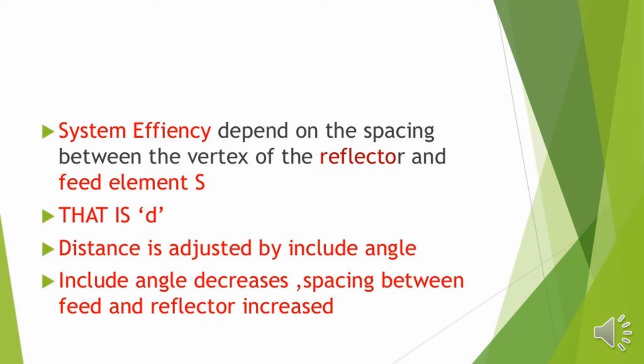So next one is system efficiency. The system efficiency, that is the output we are obtaining, will mainly depend upon the spacing between the vertex of the reflector as well as the feed element. That particular distance is called D. How can we adjust the distance? We can adjust it by including the angle. Initially we saw that in a corner reflector we can either go for adding, or we can join at the ends and create an angle. The same case applies here too. So we can adjust the distance by including the angle. While including it, as the angle decreases, the spacing between the feed and the reflector will increase. That is how we can improve the efficiency of the system.